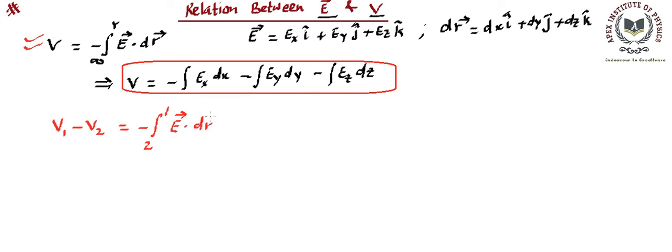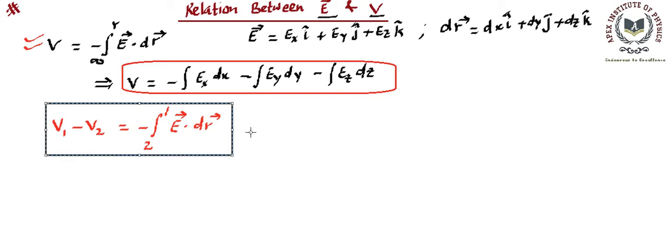So if we are putting limits which are not infinity as the starting limit, this left hand side will indicate a potential difference, and the right side will have limits accordingly. So this will become the expression for the relation between E and V when the reference is any general point that may or may not be infinity. So this is called potential difference.